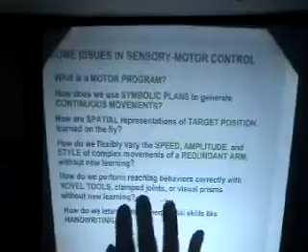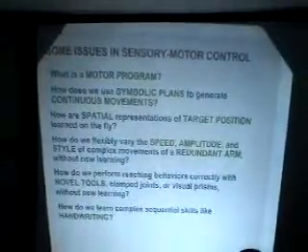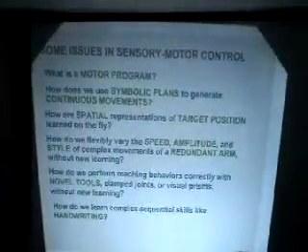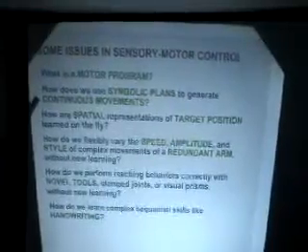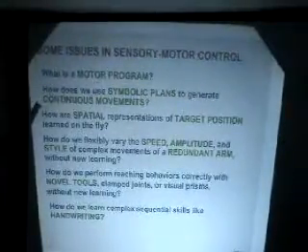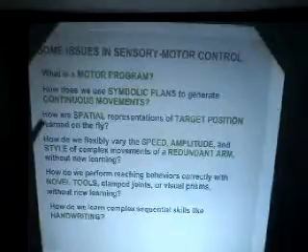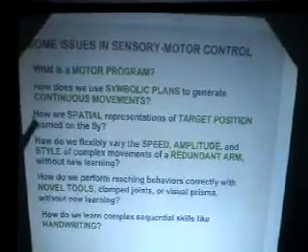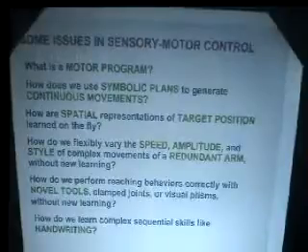Okay. Well, so far I've had the opportunity to sketch some ideas about perception and cognition and cognitive emotional interactions. So in the final talk today, I'd like to say a little bit about some issues in sensory motor control. In particular, what is a motor program? How do we use symbolic plans to generate continuous movements? How are spatial representations of target positions learned on the fly?